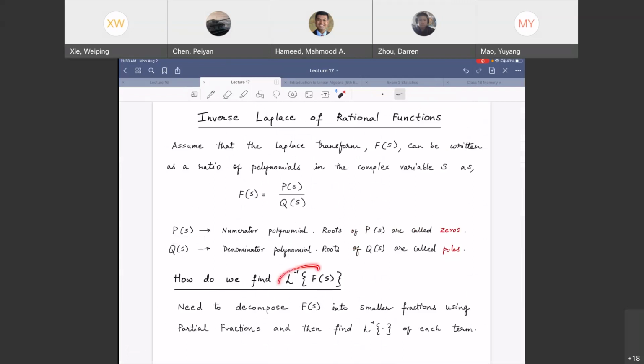Okay, how do we find the inverse Laplace of this? No matter what function you have, you will face the problem of breaking it up into partial fractions. Why? Because I have the standard form for 1 over S plus A. I don't have it for 1 over S plus A multiplied by 1 over S plus B. So I'm going to need to do partial fractions to decompose the function F of S into smaller fractions for which I have the standard inverse pairs in my table.